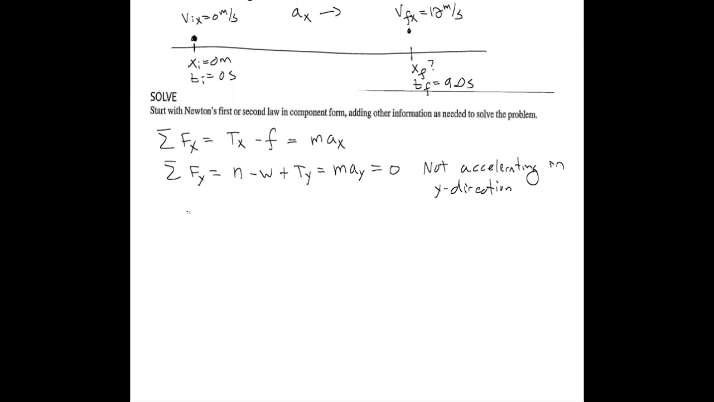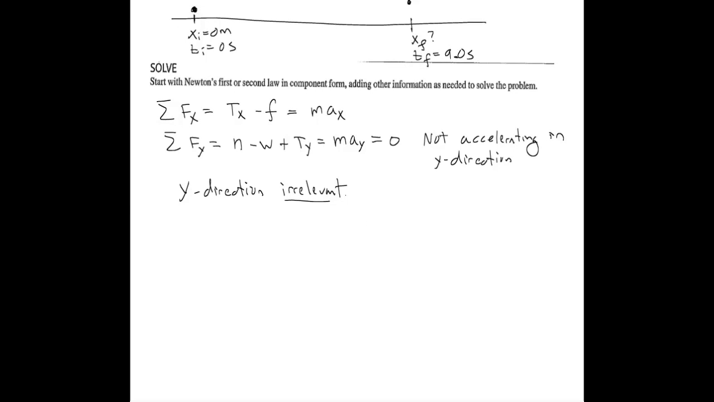So let's write that explicitly. The y direction for this particular problem is going to be irrelevant. We're going to be able to solve everything just by looking at the x direction. And that usually happens when something's just moving along in one direction, like it's moving along a road. Oftentimes, unless we're asked specifically what the normal force is, we may not need to use that y direction.